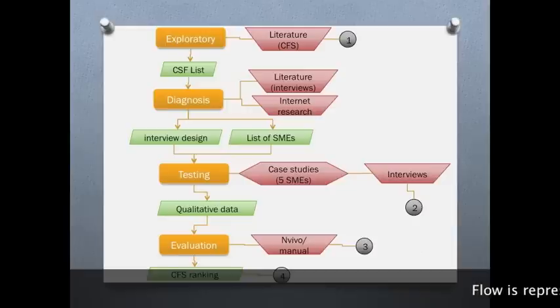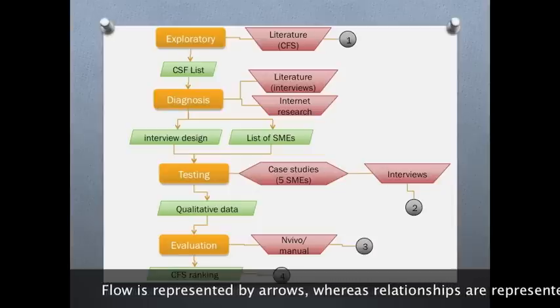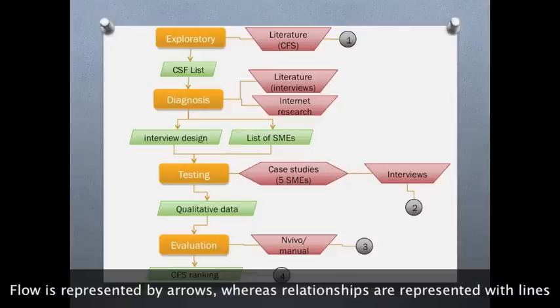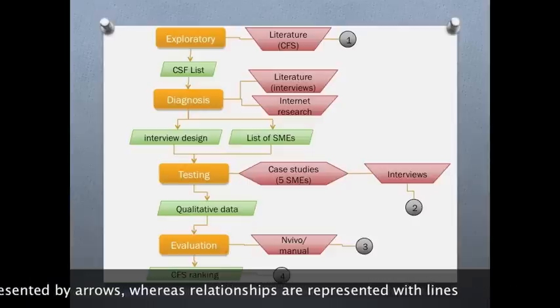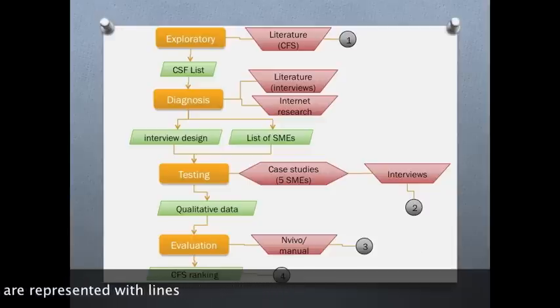But if you look at the right-hand side, all the red ones don't mean flow, they mean relationships. It's which kind of techniques and tools we use in each of the phases. So that's the way you have to do it. It doesn't mean flow to the right in the red ones, it means relationships. And the only flow is coming from top to bottom. That's why we prepared it that way.